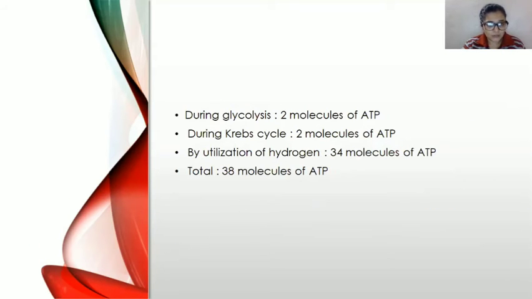During the process of glycolysis, two molecules of ATP are produced. During the Krebs cycle, two molecules of ATP are produced, and by the utilization of hydrogen. This is the hydrogen which is released during the process of glycolysis and the Krebs cycle, which ultimately is utilized to form ATP molecules. So the number of ATP produced by consuming these hydrogens released from these two processes is 34 molecules, and the total number is 38 molecules.